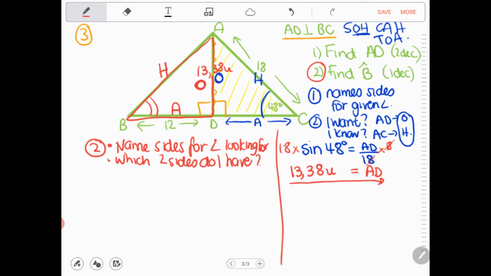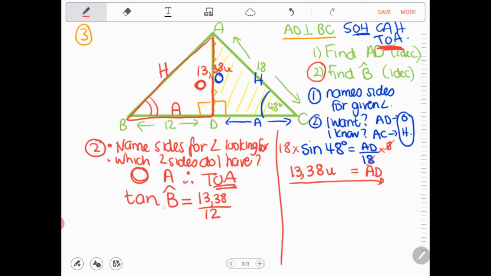What do I have? I have the opposite, and I have the adjacent. I've got this 12 here. So I have AD, which is O, and I have BD, which is A. So what am I going to be using? I'm going to be using tan, TOA, opposite and adjacent. So we choose our ratio. Which angle do we use to name the sides? Angle B. And it's going to be 13,38 over the 12. Opposite over adjacent.